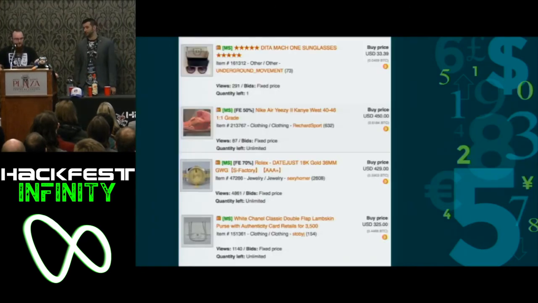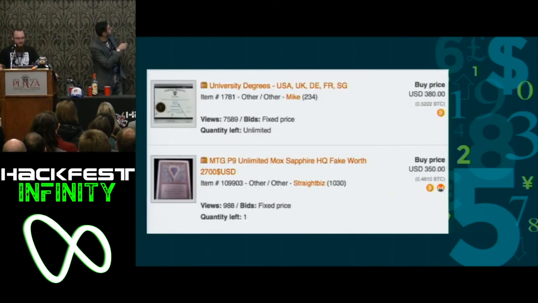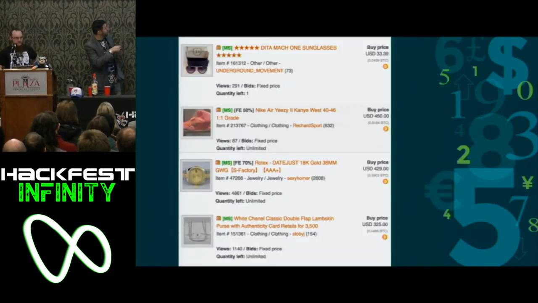Other counterfeit stuff you can get, of course: designer goods, watches, stuff like that. A lot of people buy these counterfeit ones to resell at a high markup to people who don't know that it's counterfeit. Notice that they don't say that they're fake. They're just like, here are the things we're selling.